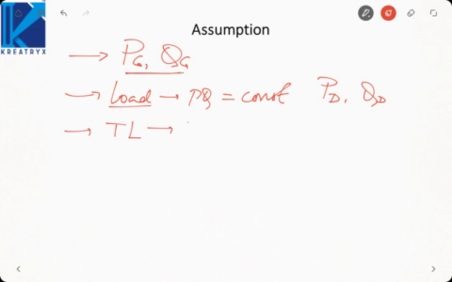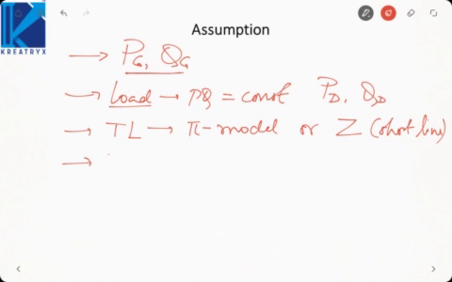Transmission line is usually replaced by the pi model or Z, that is the short line. Is it fine? Now we will neglect harmonics. Why are we neglecting harmonics? Because we wish to operate at a single frequency. Then only the analysis will be easier.